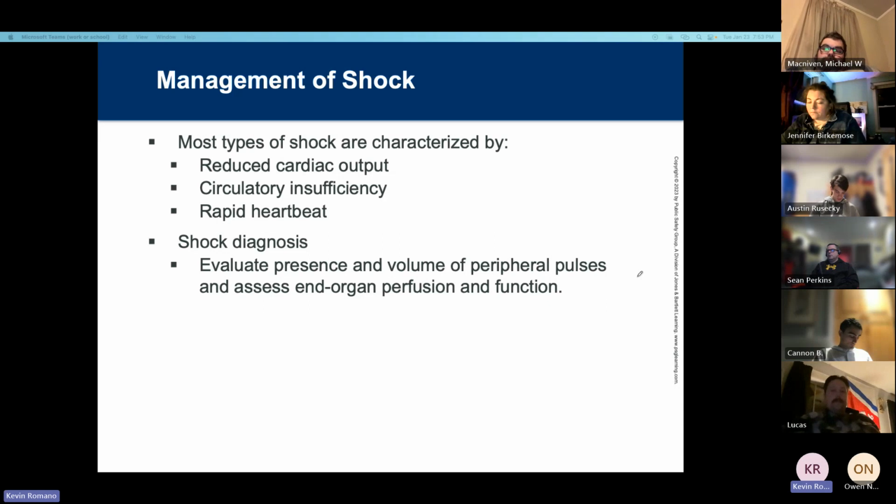How important is end-tidal? You guys should be telling me it's very important. We need to be able to monitor perfusion status.